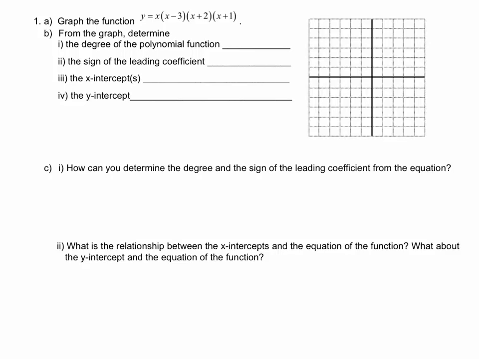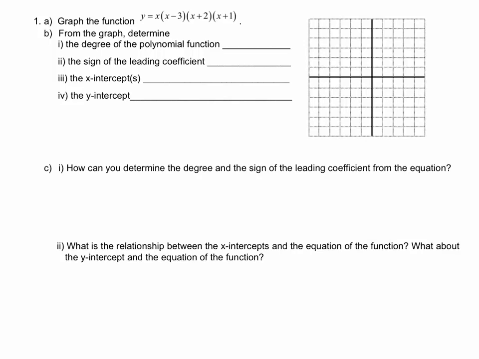In this video, we are going to graph polynomial functions from their factored form. Our first example asks us to graph the function y equals x times x minus 3 times x plus 2 times x plus 1. In order to graph this, we need to figure out a few different things. First, we need to figure out the degree of the polynomial, the sign of the leading coefficient, the x-intercepts or the roots or zeros of our equation, and our y-intercept.